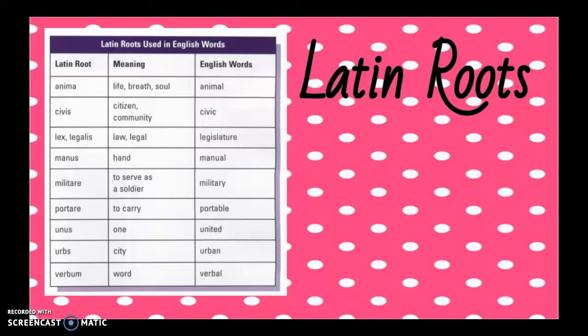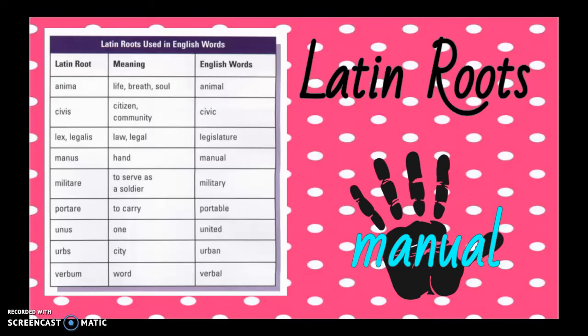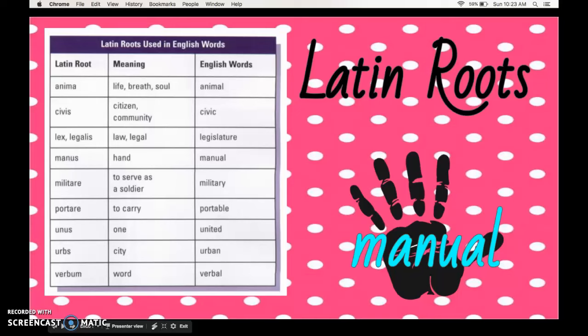Latin roots are also very important in word creation. As you can see from the chart, other English words come from Latin root words. For instance, manual and manipulate are derived from the Latin word manus, meaning hand. At this time, use the Latin roots chart to help you complete the second part of your foldable for Latin roots.